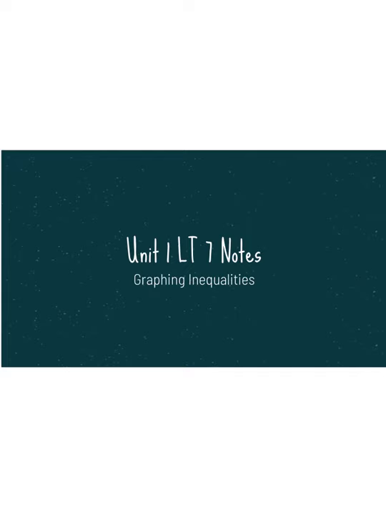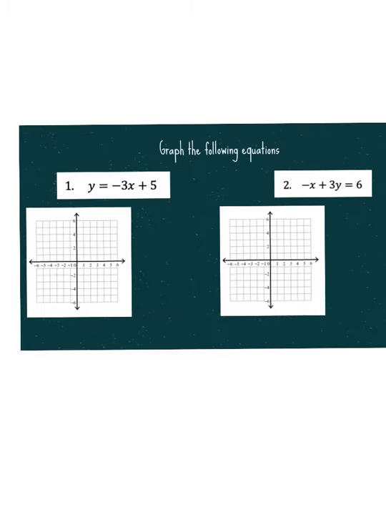Today we're going to start with Unit 1, LT7 notes, graphing inequalities. If you remember from our LT6 notes, you have to have y equals mx plus b in order to be able to graph this on a line. So when I'm looking at number 1, it says y equals negative 3x plus 5. So it is in that y equals mx plus b, so I can go ahead and start graphing.